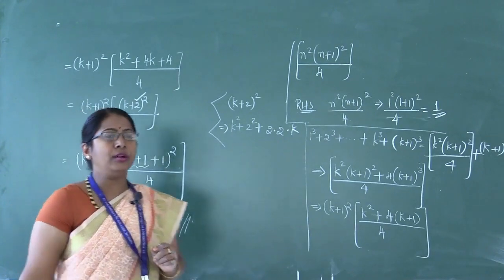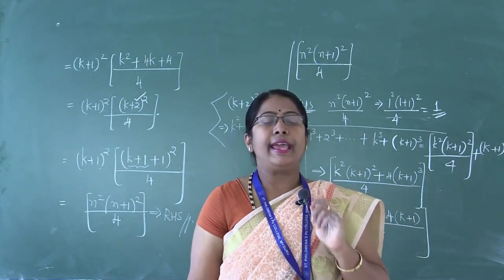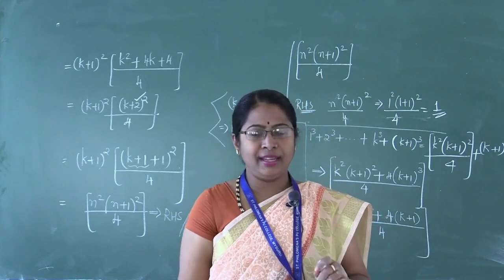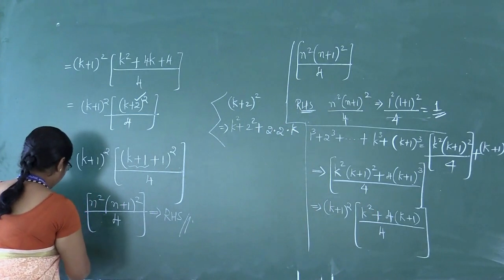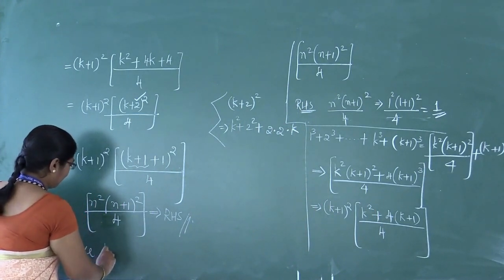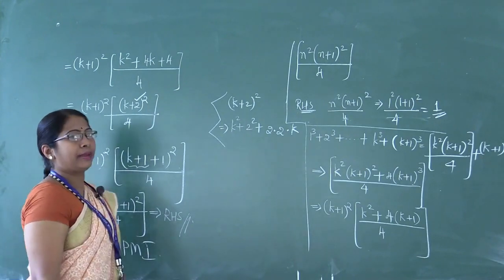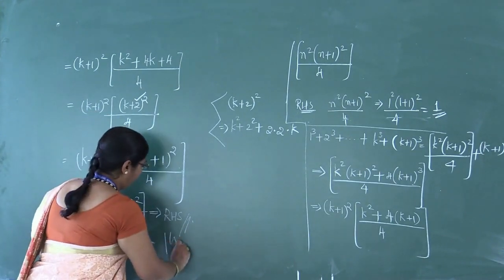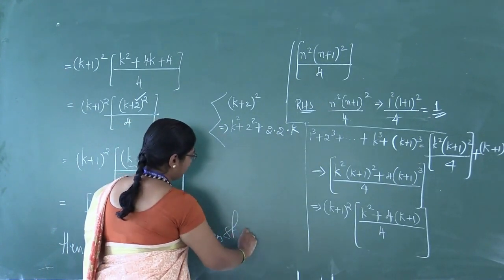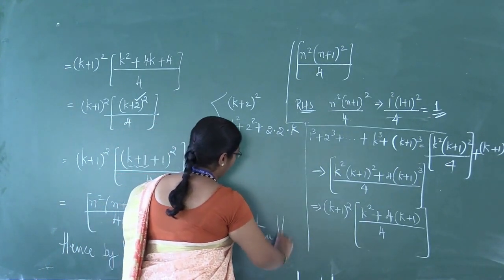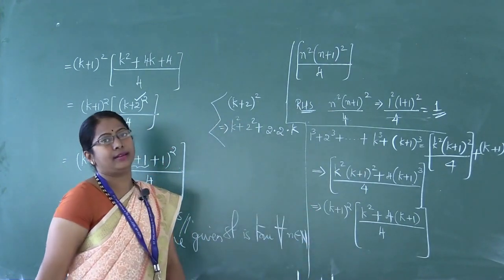So therefore the given statement is true for n equal to k plus 1, and the final conclusion will be: hence by PMI, the given statement is true for all n belongs to N. Clear?